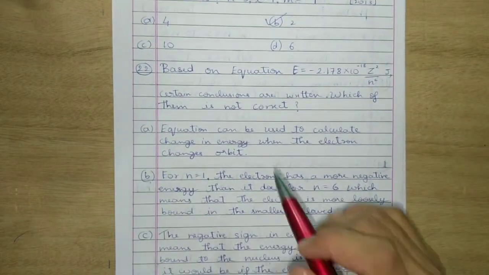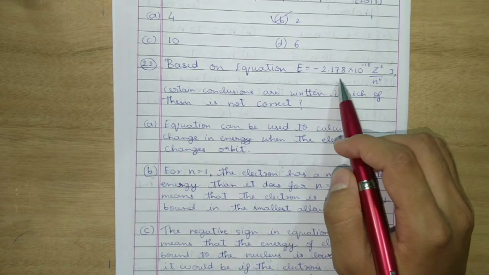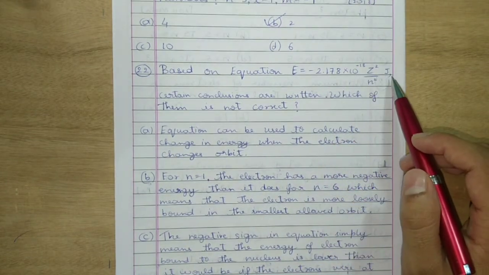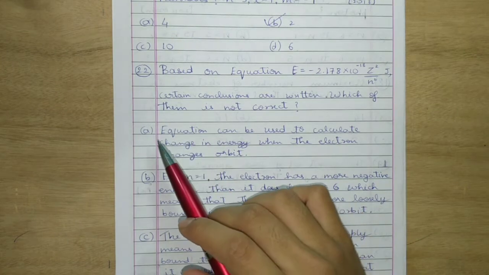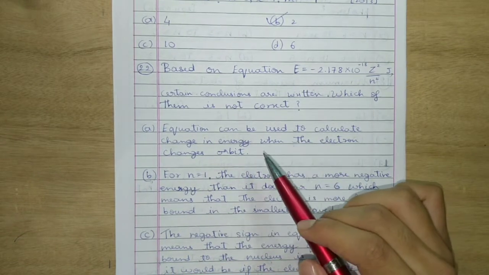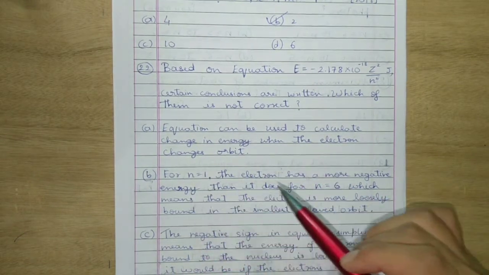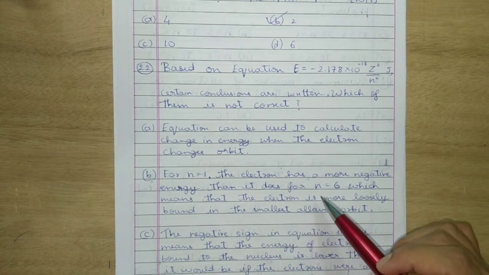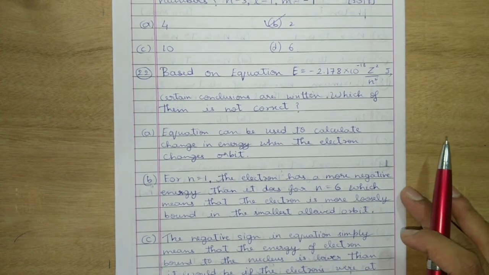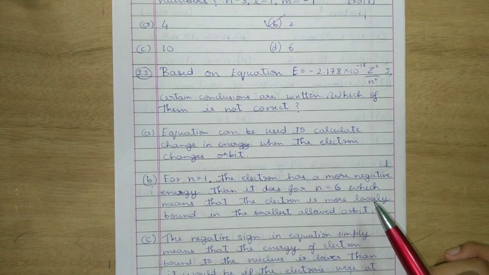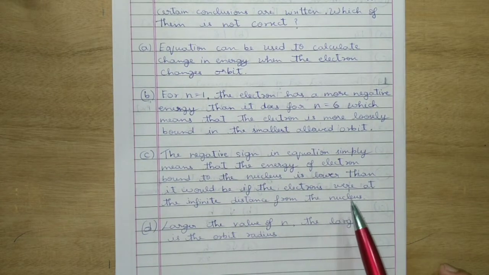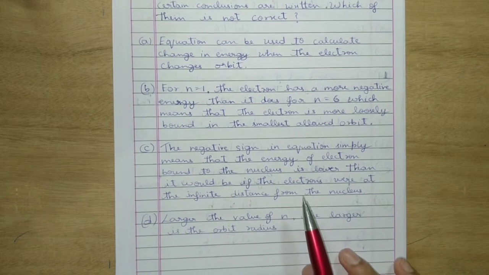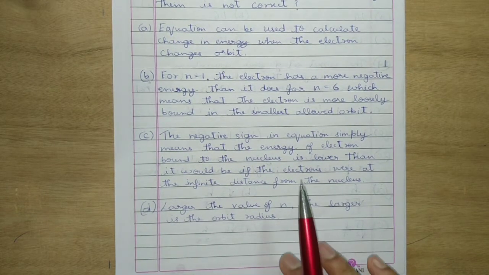22. Based on equation E is equal to minus 2.178 into 10 power minus 18 Z square by n square joule, certain conclusions are written. Which of them is not correct? Option A. Equation can be used to calculate change in energy when the electron changes orbit. Option B. For n is equal to 1, the electron has a more negative energy than it does for n is equal to 6, which means that the electron is more loosely bound in the smallest allowed orbit. Option C. The negative sign in equation simply means that the energy of electron bound to the nucleus is lower than it would be if the electrons were at the infinite distance from the nucleus. Or option D. Larger the value of n, the larger is the orbit radius.